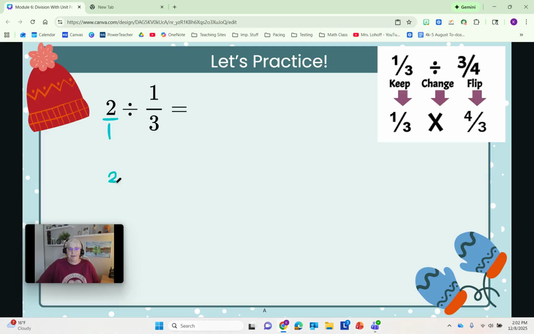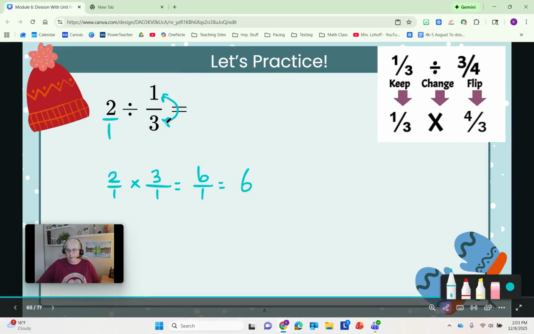So we're going to keep 2/1, change divide to multiply, flip. We're going to flip this fraction. So the 3 is now at the top and the 1 is at the bottom. 2 times 3 is 6. 1 times 1 is 1. 6/1 is the same as 6.